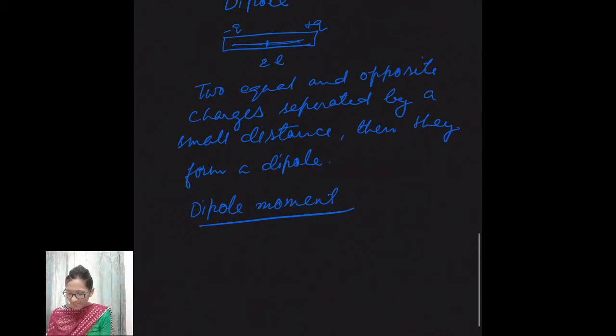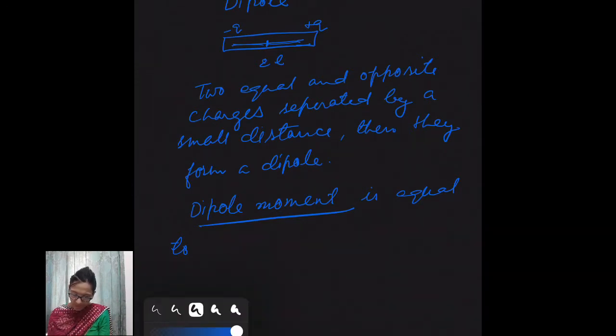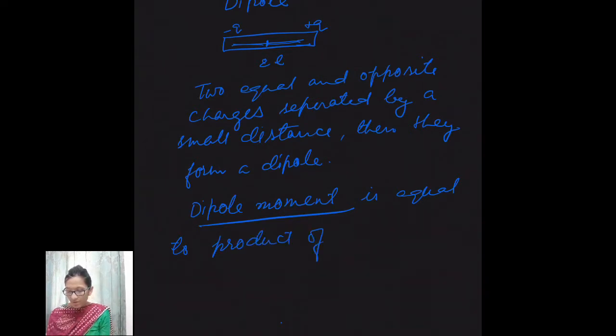Dipole moment is numerically equal to the product of any one of the equal charges and the distance between the two charges.